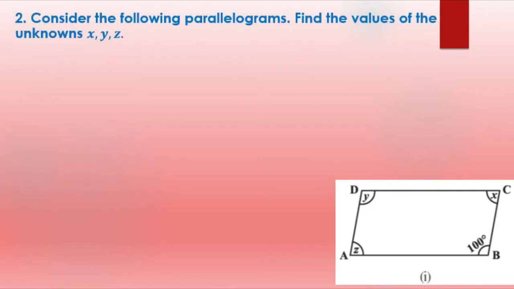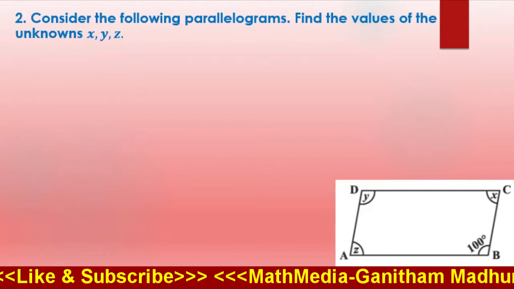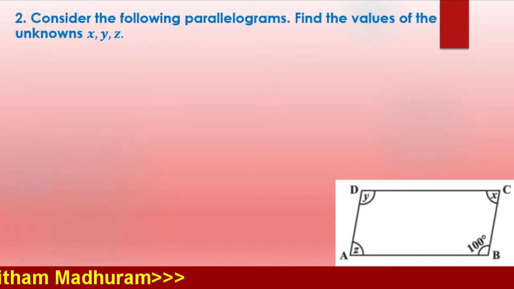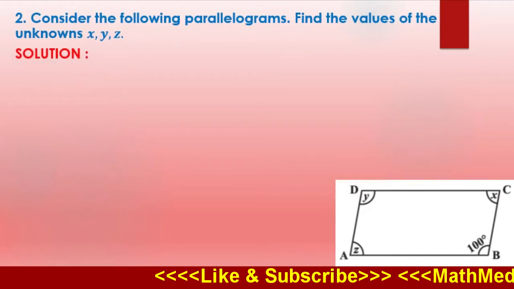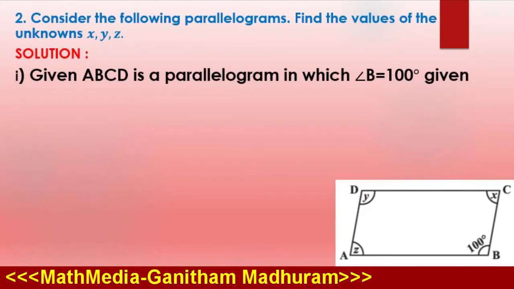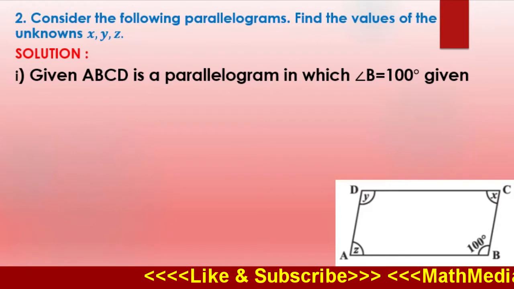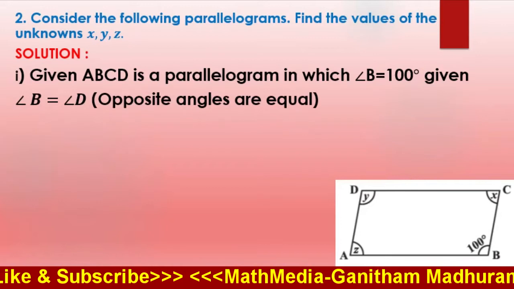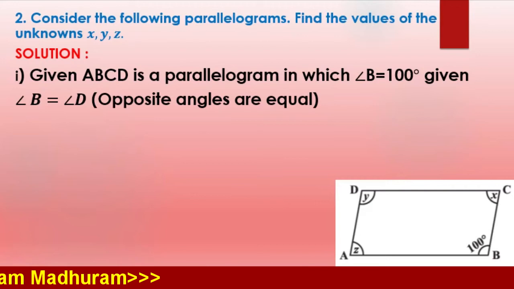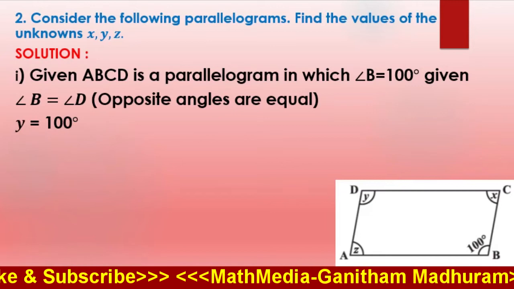Next question. Consider the following parallelograms and find the values of the unknowns x, y and z. Our first question figure is given here. Let us solve the sum. Given ABCD is a parallelogram in which angle B equal to 100 degrees is given. Then we can write angle B equal to angle D. Opposite angles of a parallelogram are equal. Hence y equal to 100 degrees.